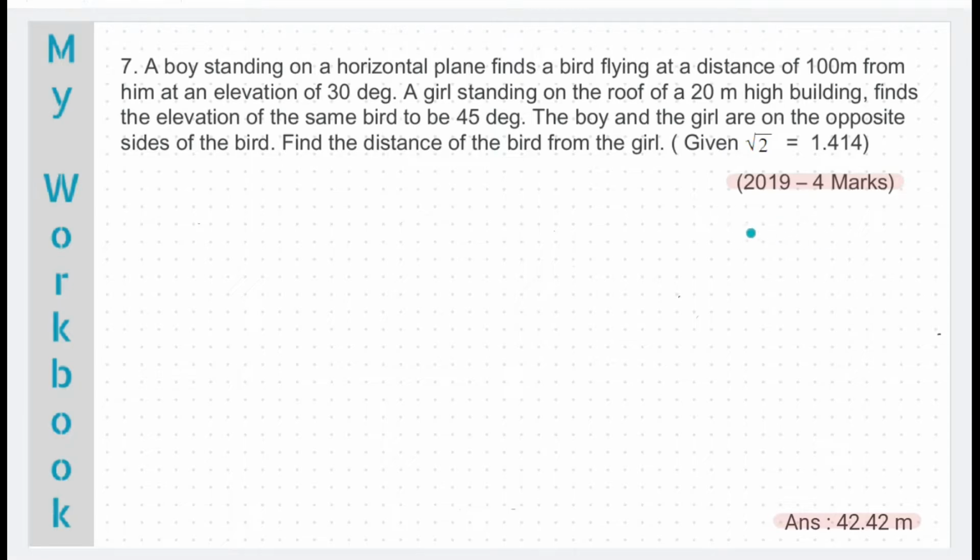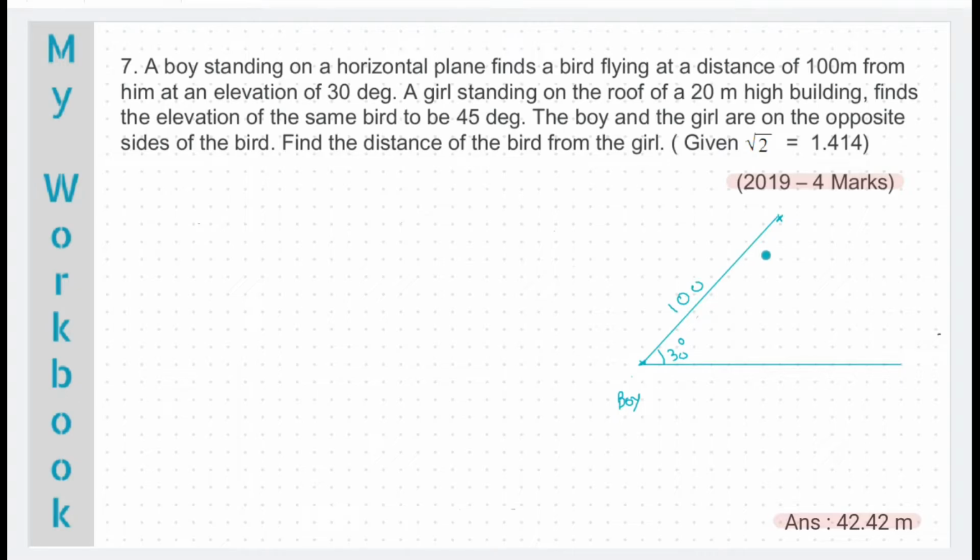So let's imagine that the bird is here at this point. A boy standing on the ground looks at the bird and the angle of elevation is 30 degrees. So this is the ground level. Boy is at this point, and for him the angle of elevation is 30 degrees. And it also says the bird is flying at a distance of 100 meters. So this distance is 100 meters.